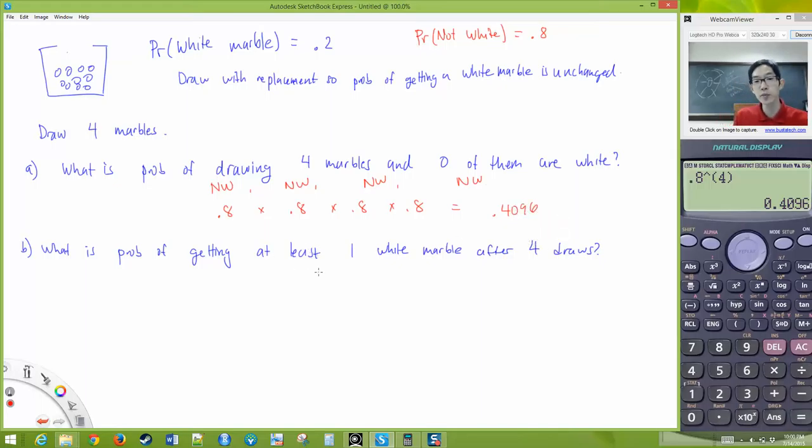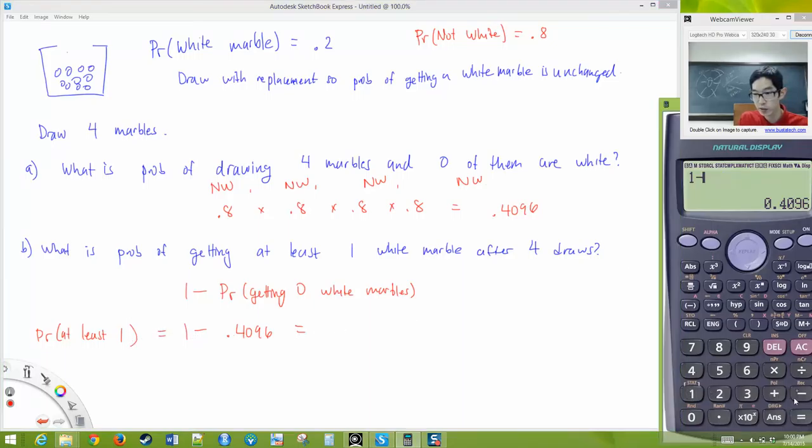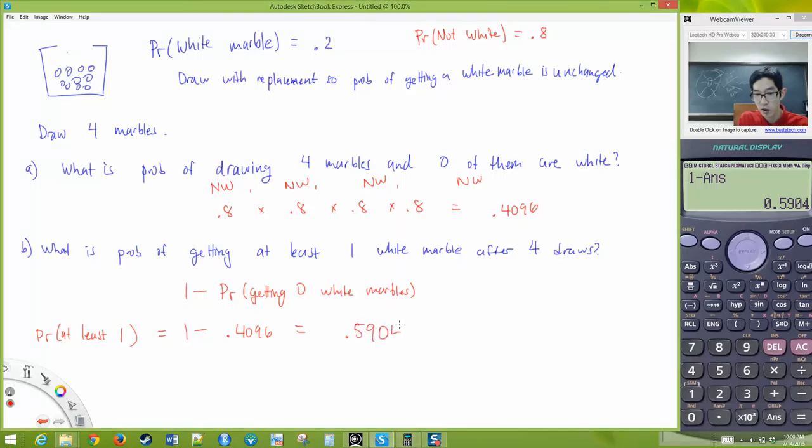What's the probability of getting at least 1 white marble after 4 draws? So the probability of getting at least 1 is going to be 1 minus the probability of getting 0 white marbles. What's the probability of getting 0 white marbles? 0.4096. We just solved that. So the probability of at least 1 will be equal to 1 minus 0.4096, and we get 0.5904.